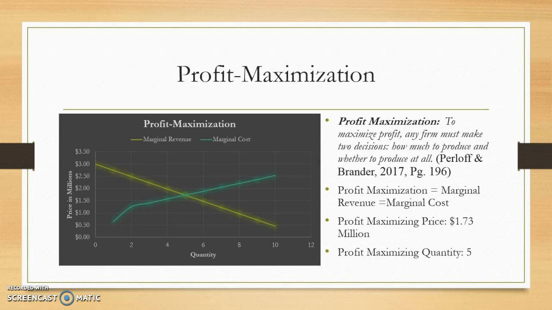Profit maximizing price, as you can see on this project, is at $1.3 million. And our profit maximizing quantity is 5. You can see that is the point where they intersect on this graph. And it's a great visual to show you exactly where that maximizing point is.